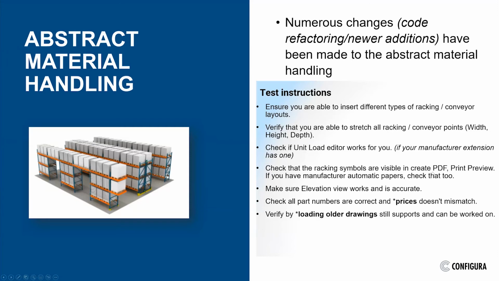Aside from making sure your pallet racking and conveyor work fine, coming to the bill of material part, you should always make sure that all of the part numbers are correct and that the prices are still the same, unless there are some changes from the manufacturer itself. Speaking of pricing, you should refer to your developer or your requirement specifications if there are any. And last but not least, please also verify by loading all the drawings to see if it still supports them and they can be worked on.